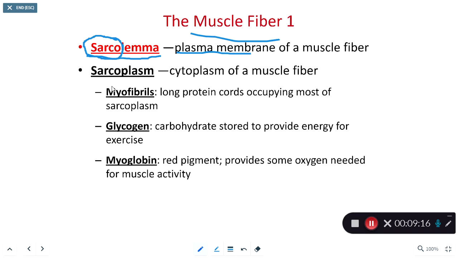So sarco means muscle. Sarcolemma is the plasma membrane or cell membrane of a muscle fiber. And instead of just saying the cytoplasm, we're going to say the sarcoplasm, the cytoplasm of a skeletal muscle cell.